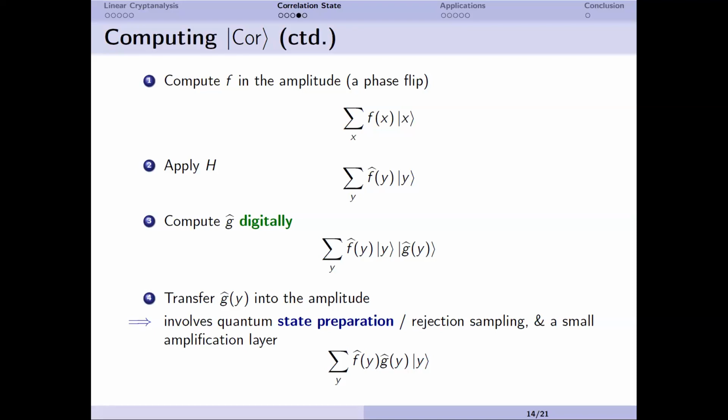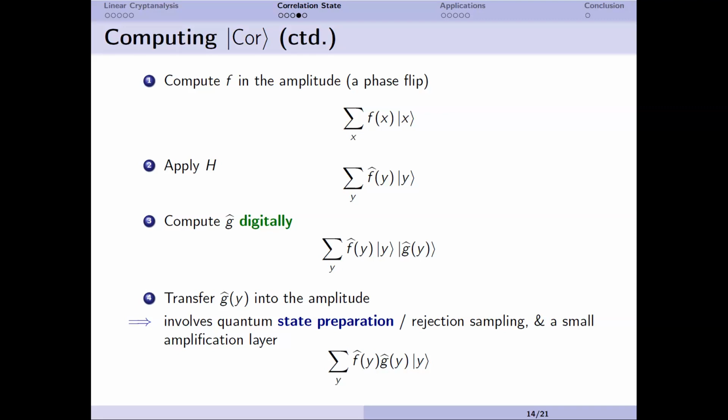And now another technical step is that now this is here in my quantum state, but it's in the wrong place. I don't want g in my quantum state here. I want it in the amplitudes of my quantum state. So I have to somehow transfer this value into the amplitude. And it's actually possible. It involves what we call quantum state preparation, aka rejection sampling techniques. And it also involves a small amplification layer that I'm purposefully not putting in these slides.